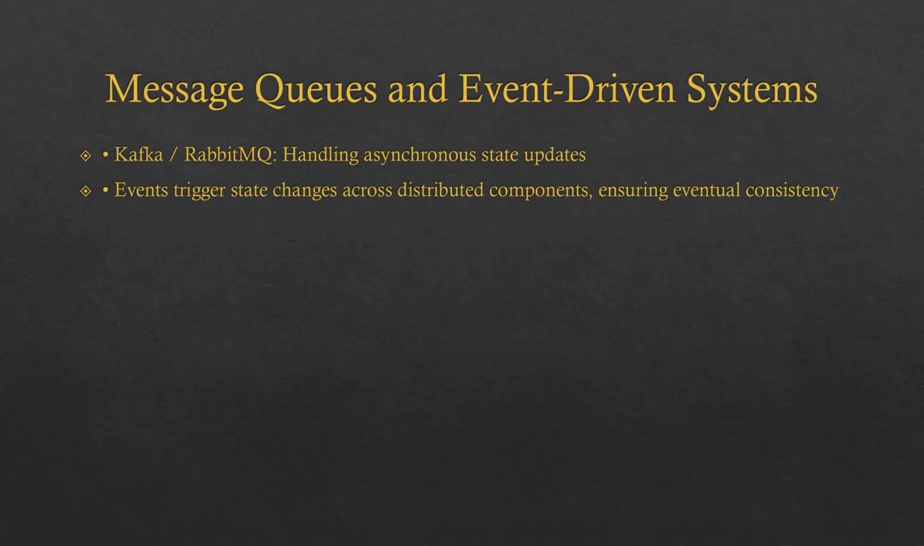Message queues such as Kafka and RabbitMQ are great for handling asynchronous state updates. They allow services to trigger events which propagate state changes across various components of the system. This ensures that the system remains consistent while decoupling services.